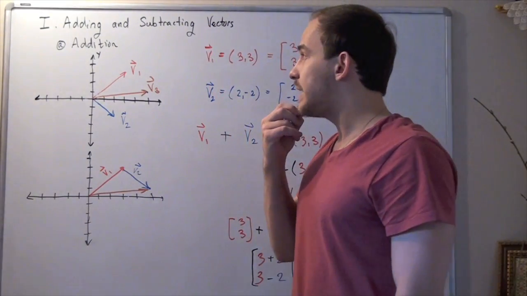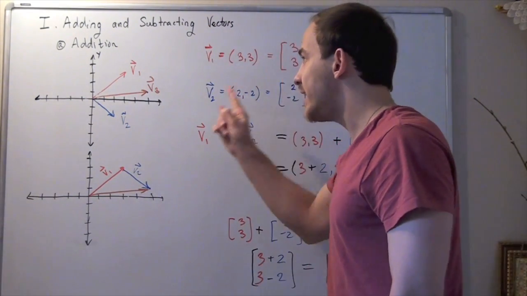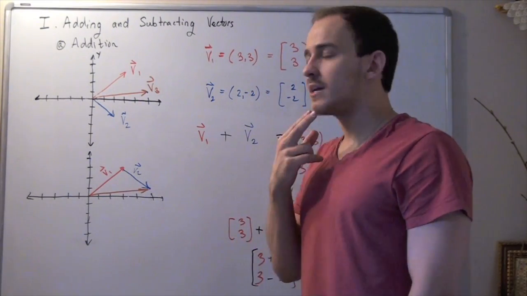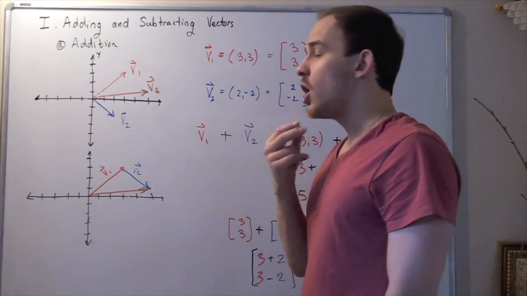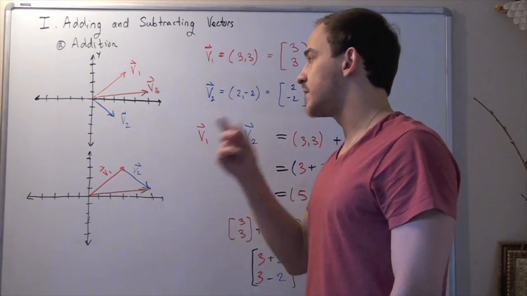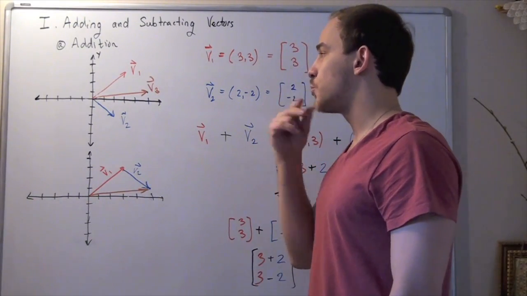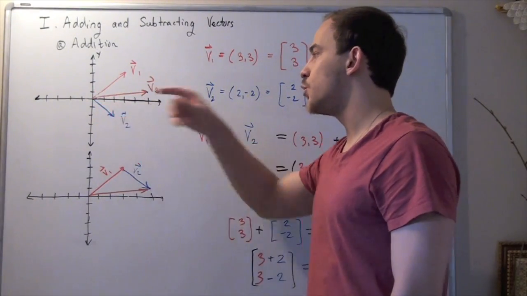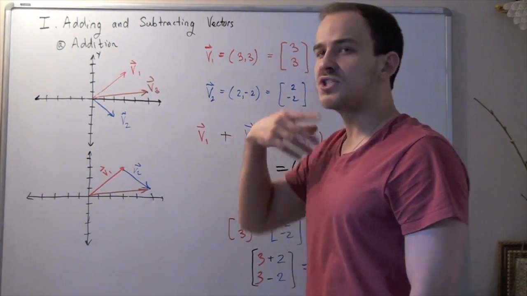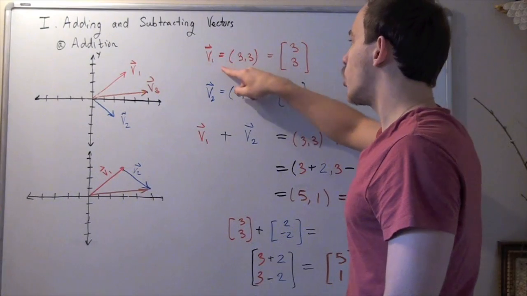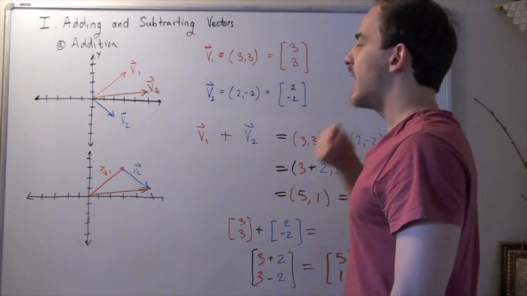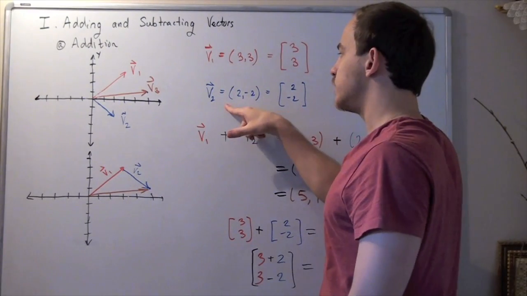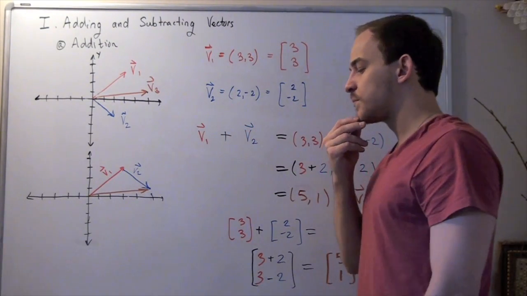Now, let's begin with the algebraic addition of vectors. Note that there are two ways to add vectors. We can add them algebraically or we can add them graphically. So let's begin with the algebraic method. Let's look at vector v1 and vector v2. Vector v1 is represented algebraically as the coordinate point (3, 3), and likewise, vector v2 is represented algebraically as the coordinate point (2, -2).